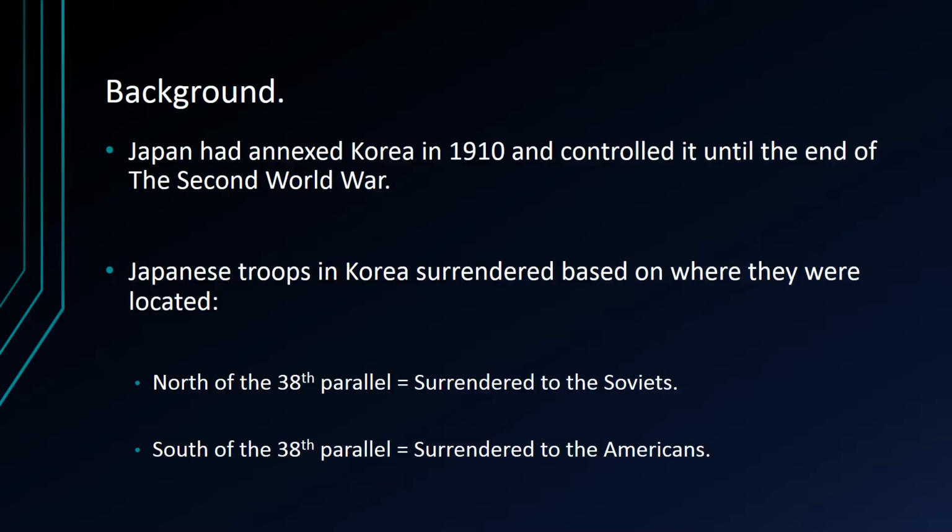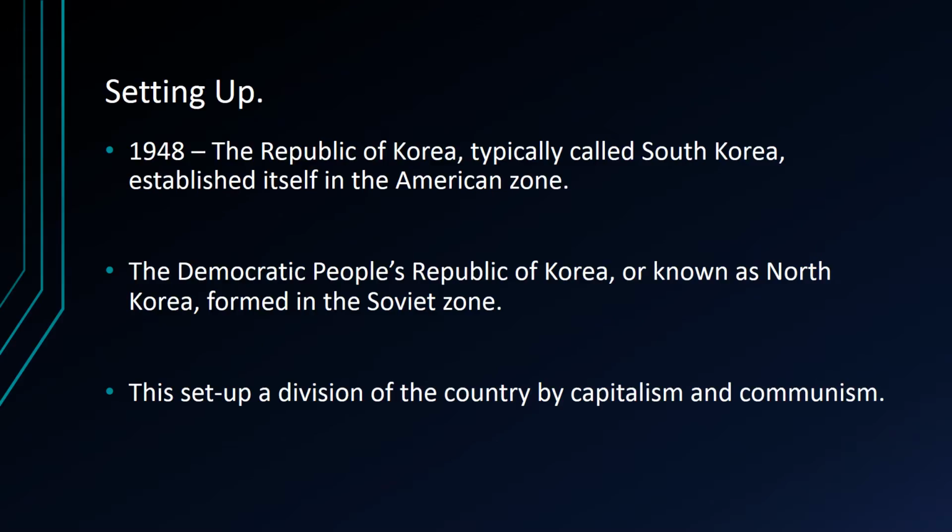Okay, so some background. Japan had annexed Korea in 1910 and controlled it until the end of the Second World War. When Japan surrendered, Japanese troops in Korea surrendered based on where they were located. If they were north of the 38th parallel, they surrendered to the Soviets, and if they were south of the 38th parallel, they surrendered to the Americans. So this is going to set up the division for Korea.